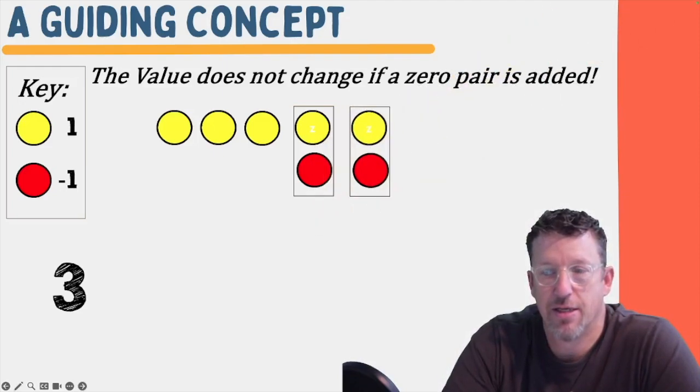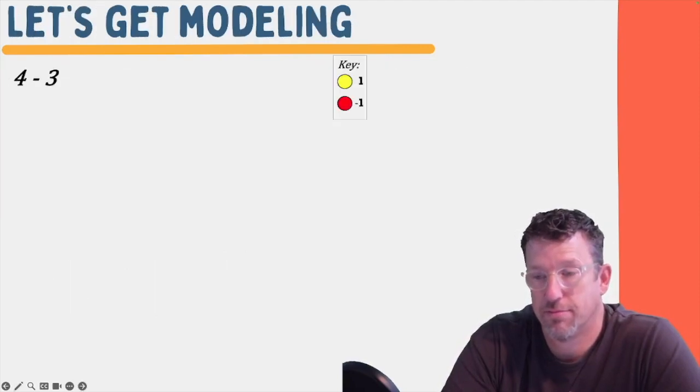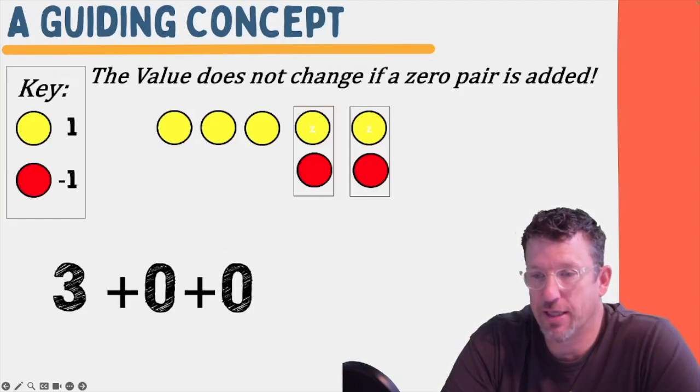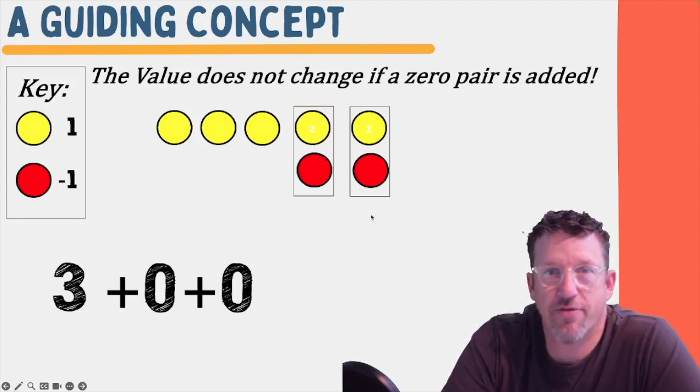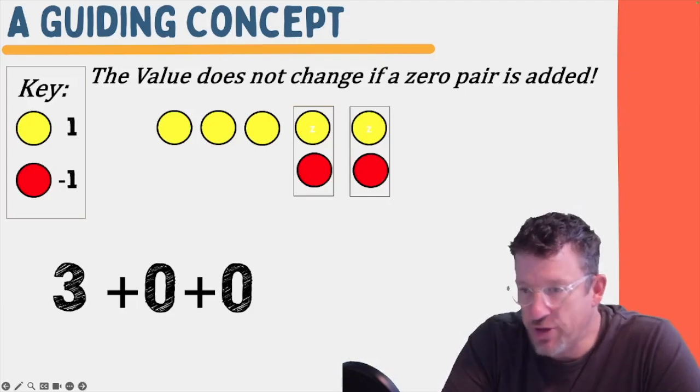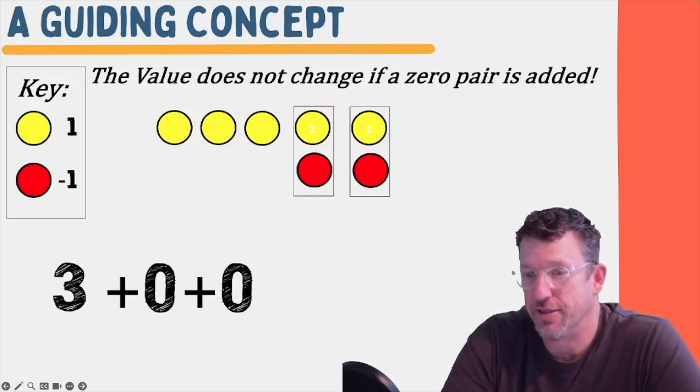Because 3 plus 0 equals 3, right? So let's go back and look at that. So 3, this is a 0 pair, and this is a 0 pair. So I still have 3 because these 0 pairs cancel each other out. And you may be saying, why would you ever do that? You're going to see here in a second.